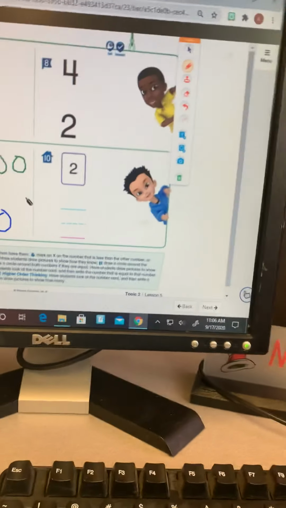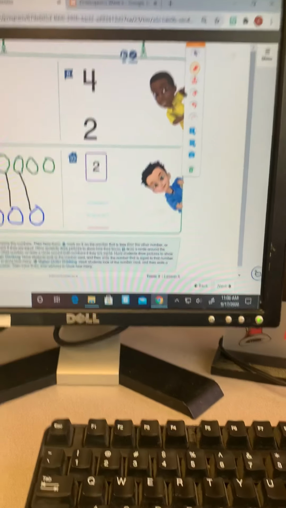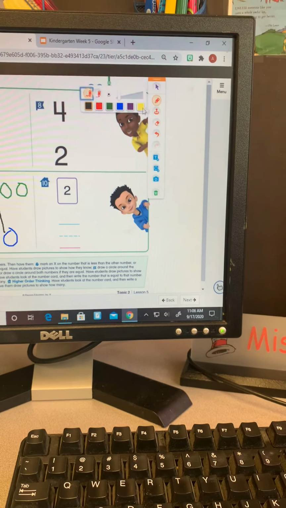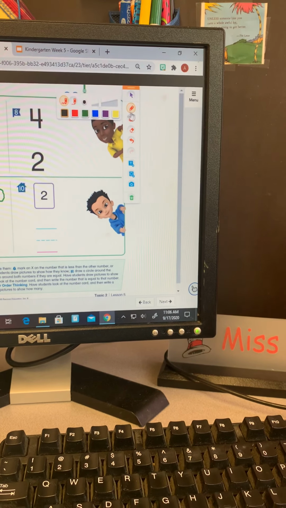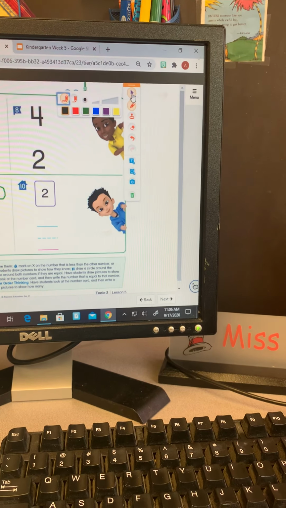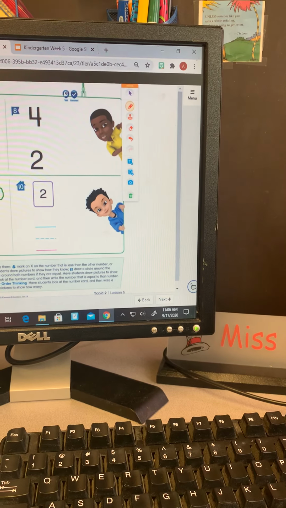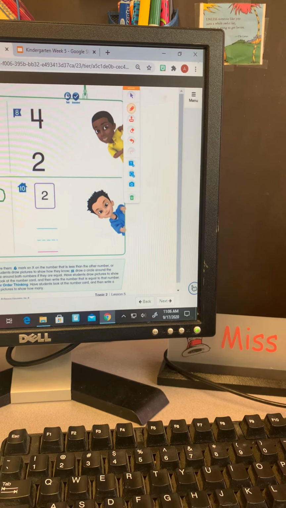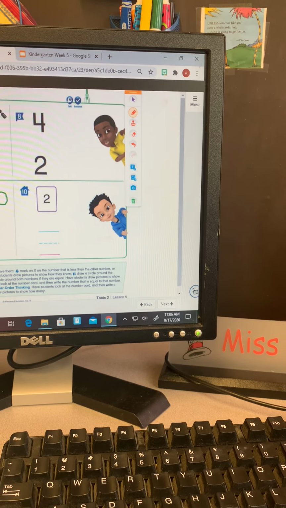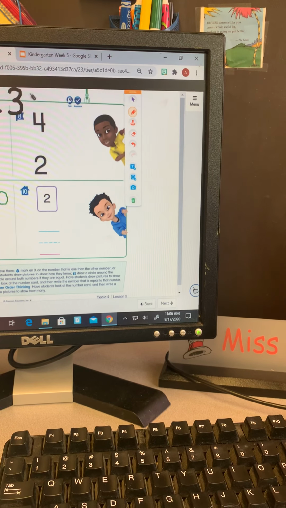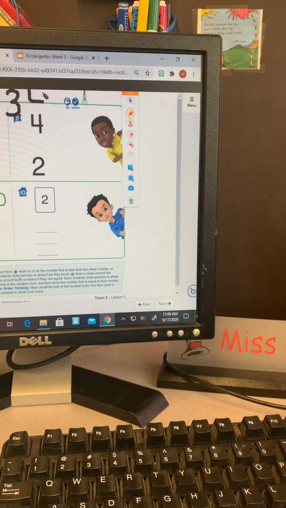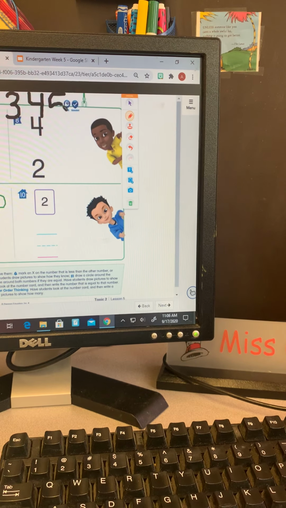Okay, so on 10, I'm going to show you using the number line. Now on this paper, I do not have a lot of room, so I'm just going to put it at the top the best that I can. 0, 1. Now remember, when we make a number line, we start with 0. 1, 2, 3, 4, and 5.